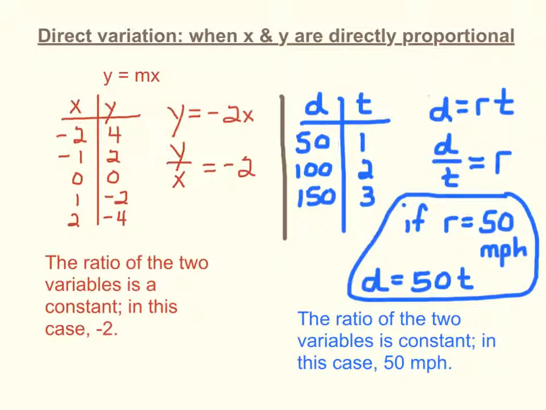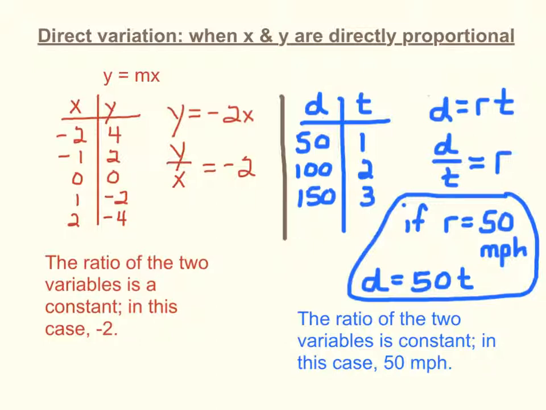Another example of direct variation is the familiar formula for distance equaling rate times time. That formula can also be rewritten as distance divided by time is equal to rate. Rate would be the speed at which you travel in a car, and on a train, in some form of transportation. And let's use the example of our rate of speed being 50 miles an hour. We'd rewrite the equation as distance is equal to 50 times t.